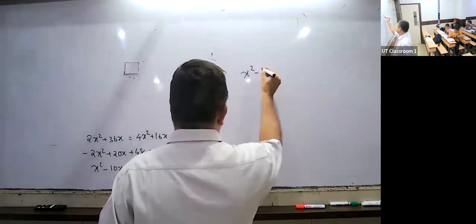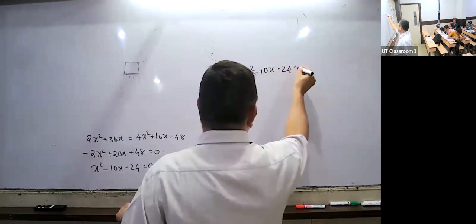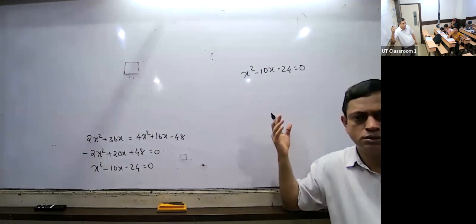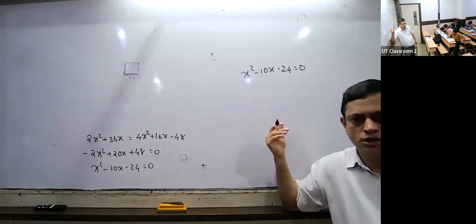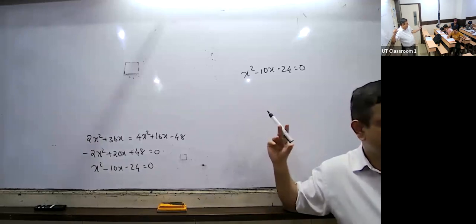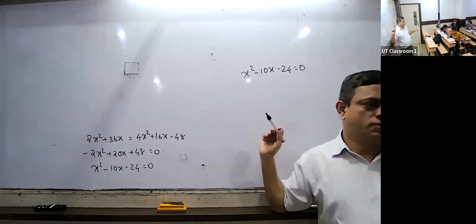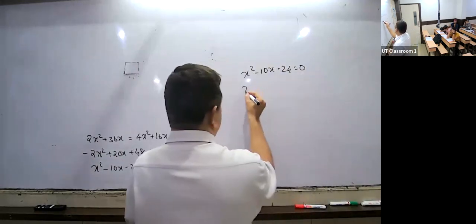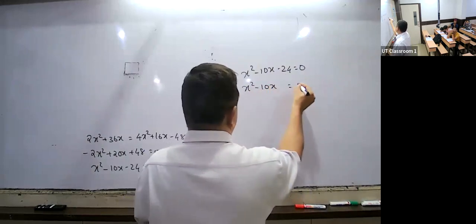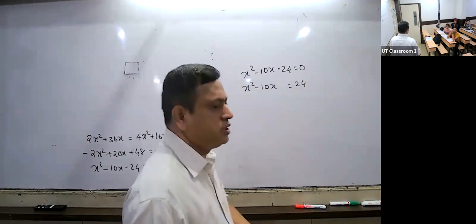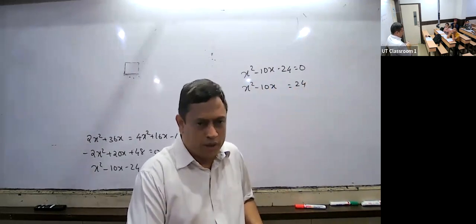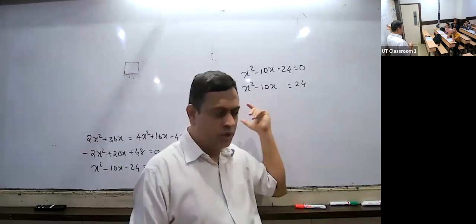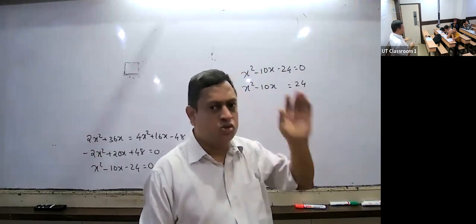x square minus 10x minus 24 is equal to 0. Here a is equal to 1, b is equal to minus 10. Now, splitting the middle term is the simplest form, but getting the factors is very important. Now, if I shift this 24 to the right side, I get x square minus 10x is equal to 24. This property is called completing the square, meaning I am going to make this a square. Then you can take the square root. If you make one side a square, automatically you can take the square root on the other side.